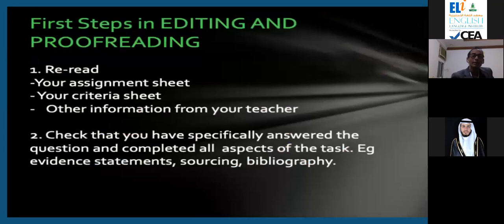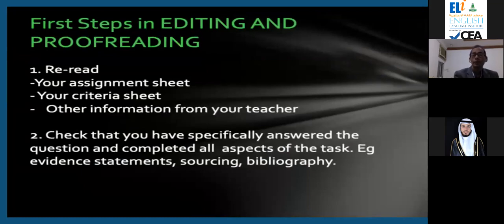I don't say that it's deliberate and intentional, but sometimes we are humans and error could happen at any stage of the process of writing. So check that you have specifically answered the question and completed all aspects of the task. All aspects, what do you mean by all aspects? Any idea in the chat box on all aspects of the task? For example, an evidence statement. Now, what do you mean by evidence statement? Whenever you say something, try to propose it and substantiate your beliefs and points with solid evidence from the sources, from the bibliography, and the bibliography has to be authentic and reliable, because if you don't do that, you would indulge in plagiarism, and you will end up having a bad show.